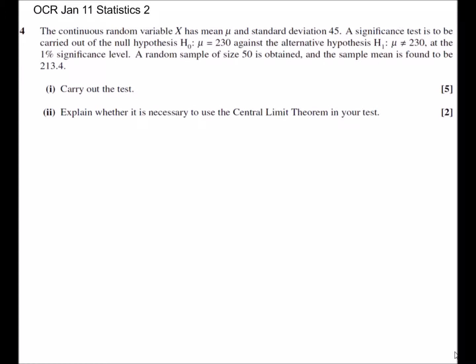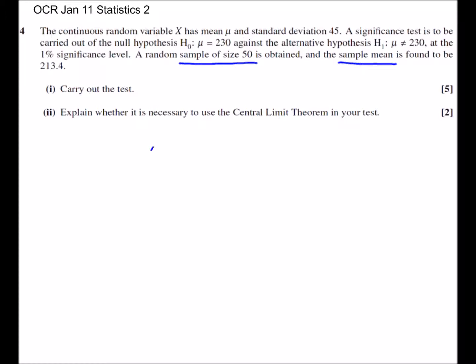So the first thing is we've got a bit of a problem because we don't know what the original distribution was. So we need to change it into a distribution we can do a hypothesis test for. Well, because we're looking at a sample size and a sample mean, our immediate thinking is central limit theorem. The question is, is our sample size big enough? And because it's 50, we know that it is.